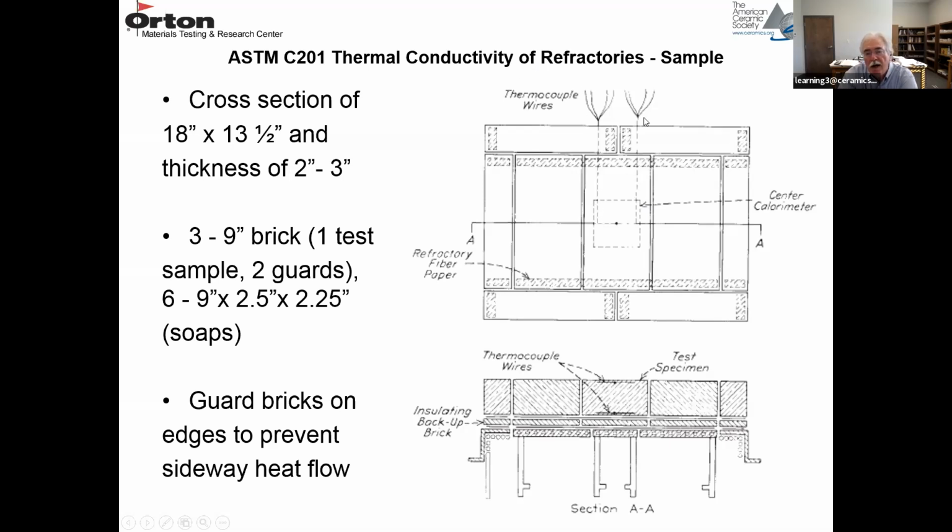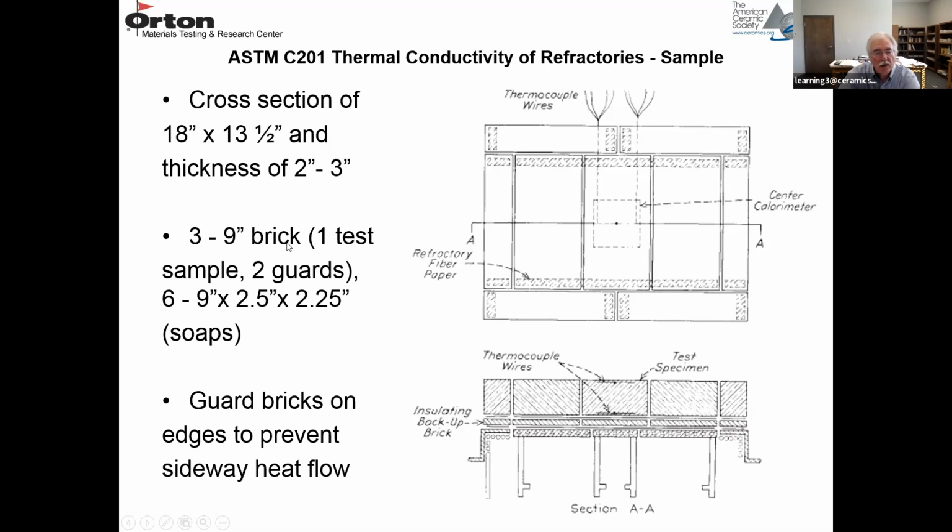There are thermocouple wires coming into the middle sample over the center calorimeter on the hot face and the cold face to measure the temperature gradient. So the total cross section turns out to be 18 inches long, 13.5 inches wide, and the thickness just depends on the sample size. The minimum thickness in this test is 2 inches, and the maximum is 3 inches.